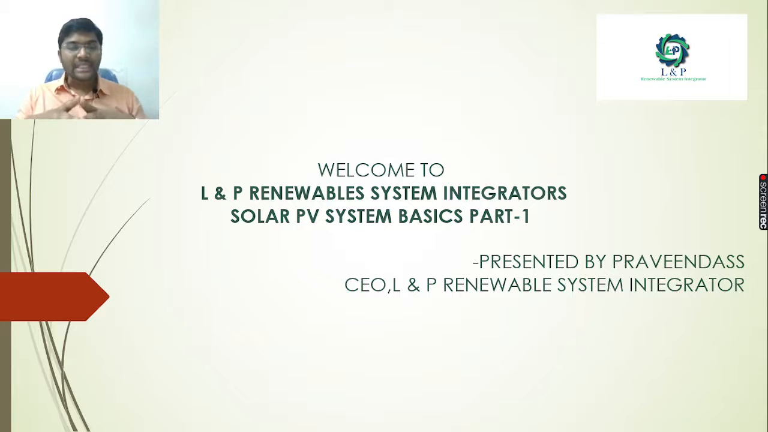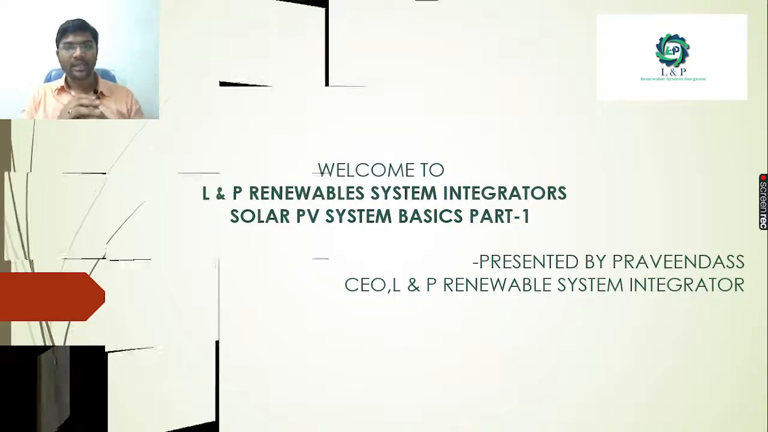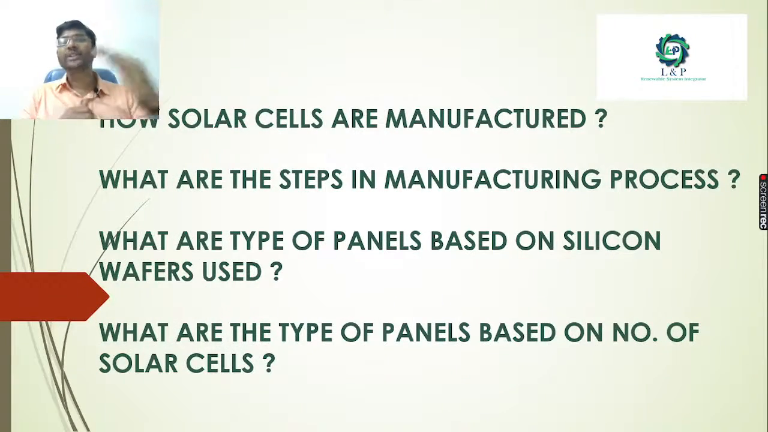Today we are going to see some of the solar photovoltaic system basics. In this session we can classify it into three parts. In part one, we are going to discuss how the solar cells are manufactured, what the steps in the manufacturing process are, what the types of panels are based on the silicon wafers used, and what the types of panels are based on the number of cells.